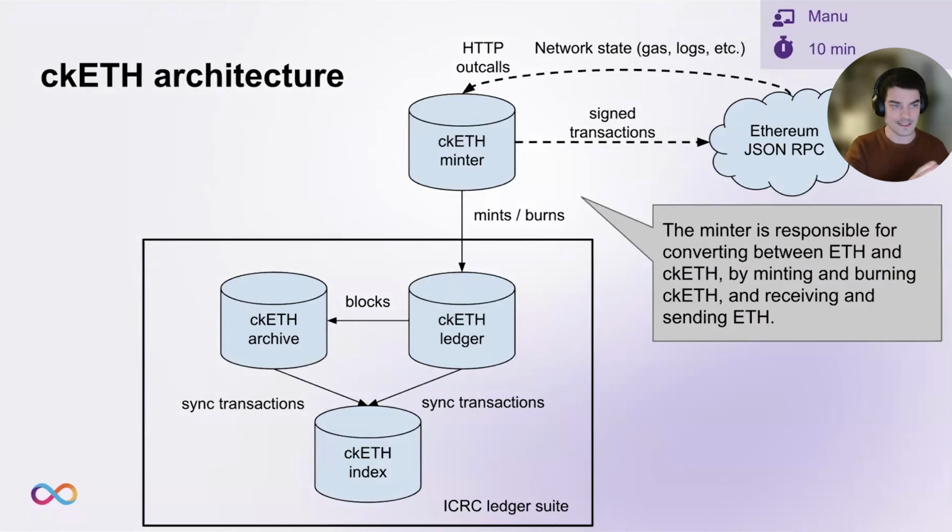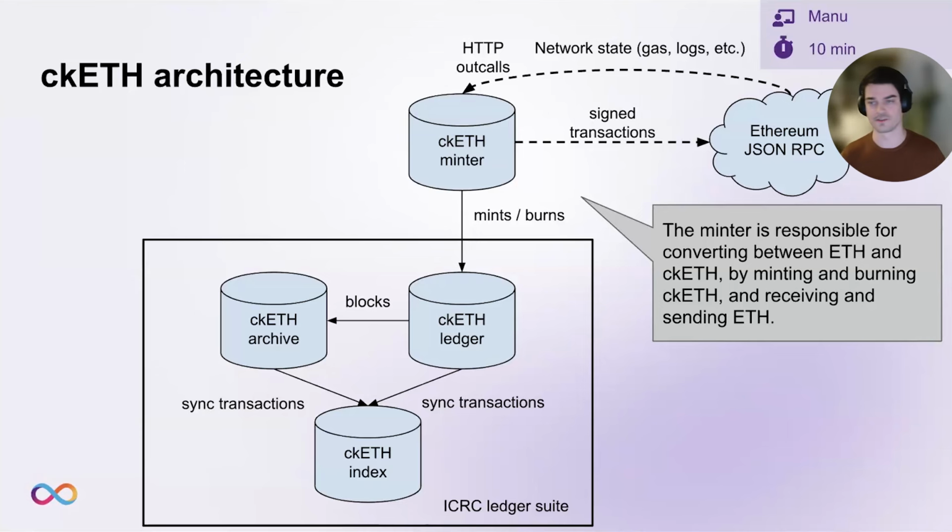And for that, let's look at ckETH, which is something we already have running on the Internet Computer since December last year. And ckETH consists of three canisters at the bottom that form the ICRC ledger suite. This is just the ledger, the archive that archives blocks, and the index, which makes it easily accessible. These three canisters together are like one unit representing a ledger, like all SNS tokens have. The magic of ckETH happens in the ckETH minter canister.